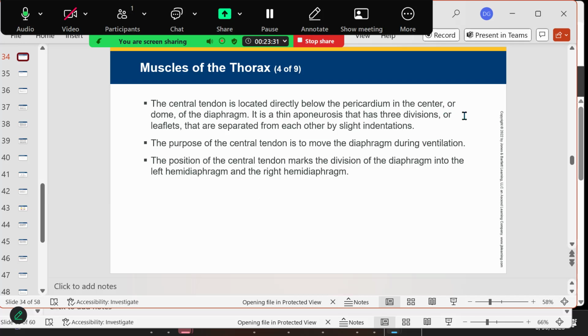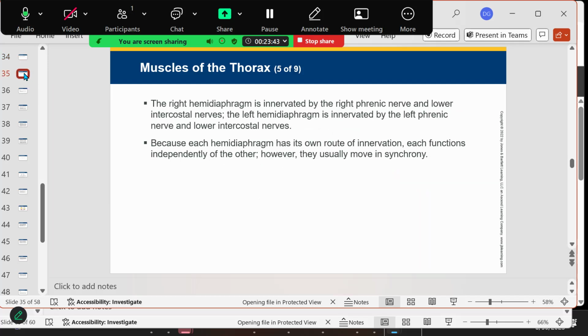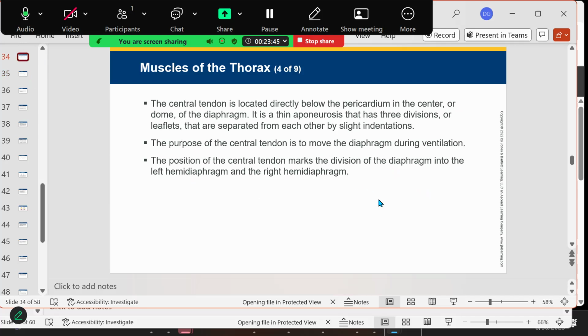It has three divisions or leaflets, but they should all move down together. It is the dividing point between the left and right hemidiaphragm. A little bonus to throw in for you here. On X-ray, the right diaphragm is always a little bit higher than the left. The right hemidiaphragm is always a little bit higher than the left.